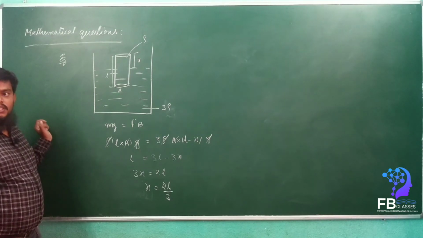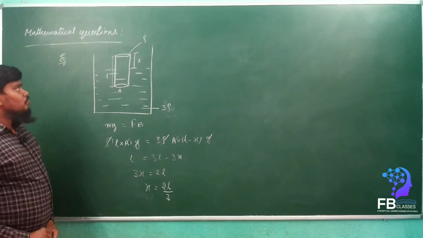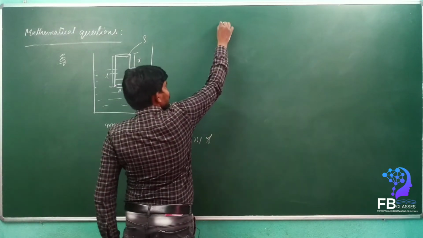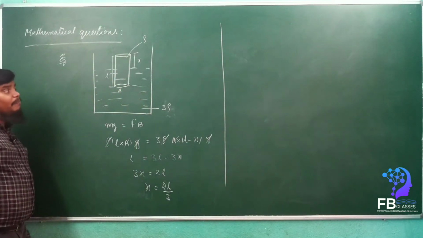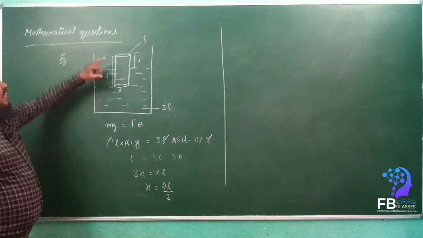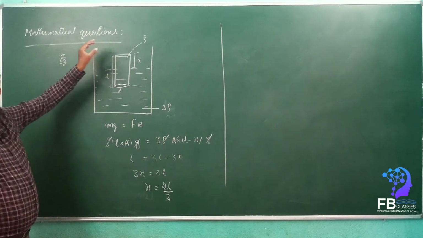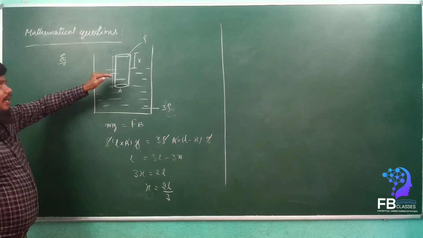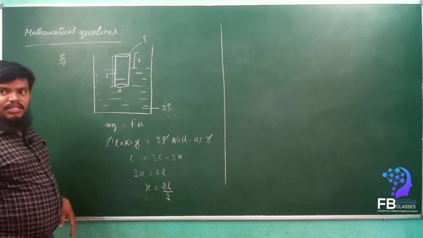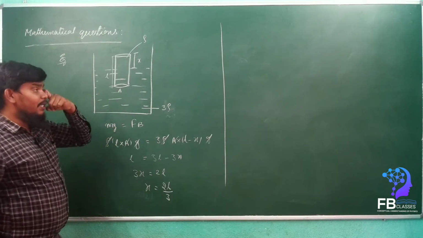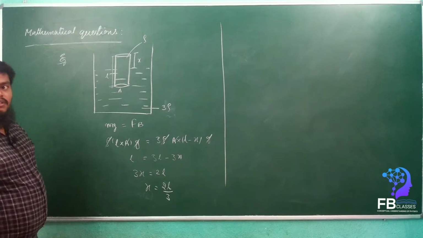Understand? Clear? So x is equal to 2L by 3. So simple. Now, this is not the question I am going to ask. The question is: if you slightly push this cylinder and let it go, what will happen? It will do SHM. Yes or no? Then the question will be, what is the time period of the cylinder?